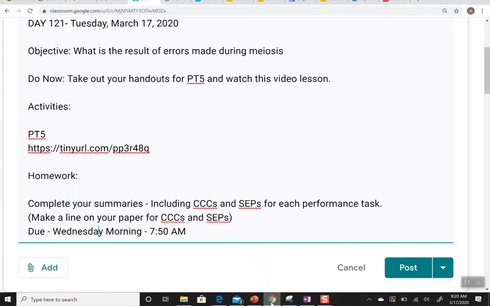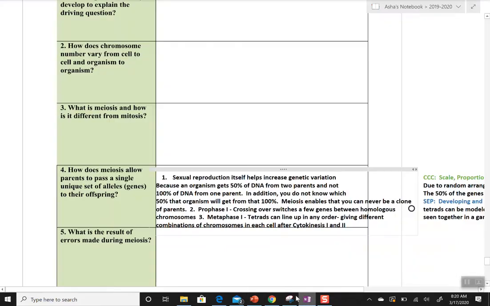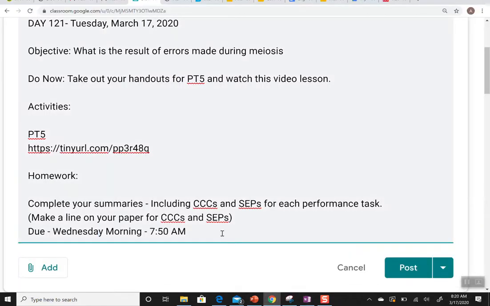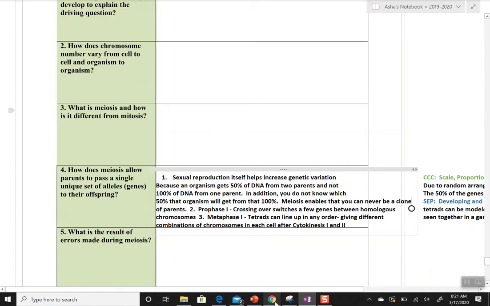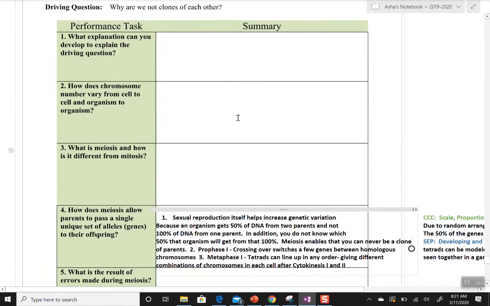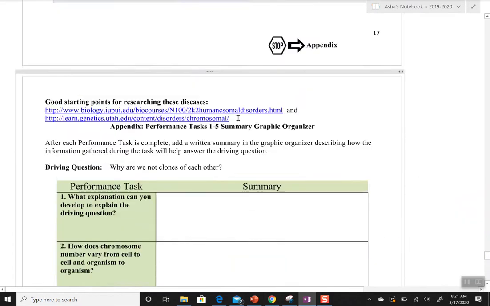Now back to the activity. So due Wednesday morning at 7:50 a.m. Oh, and that is going to be the 18th, 3/18, March 18th, tomorrow. Alrighty.